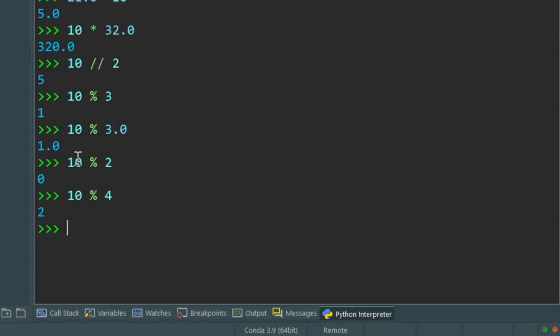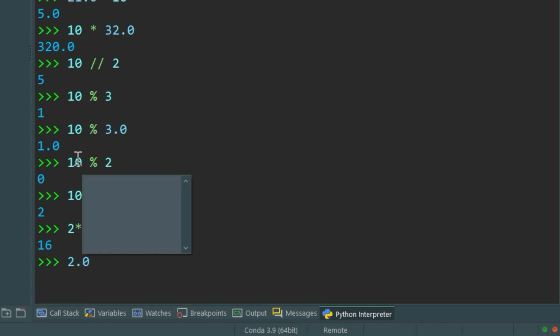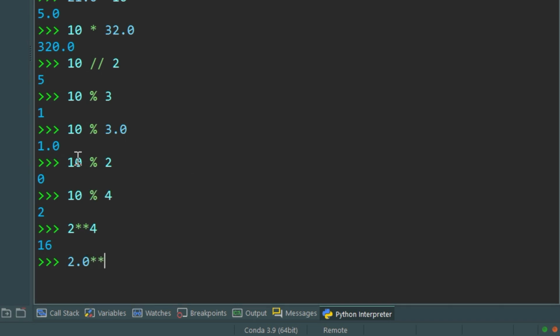We can use double asterisks for exponentiation, which is to the power of. So if we have 2 to the power of 4, we have returned 16, which is 2 multiplied by 2 multiplied by 2 multiplied by 2. We also see when we use a float that we get a float returned.